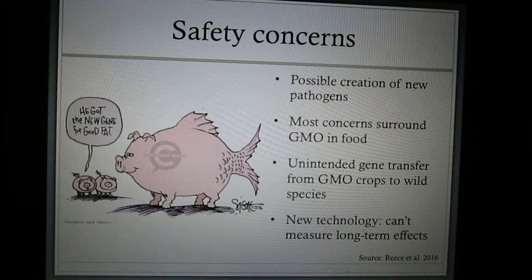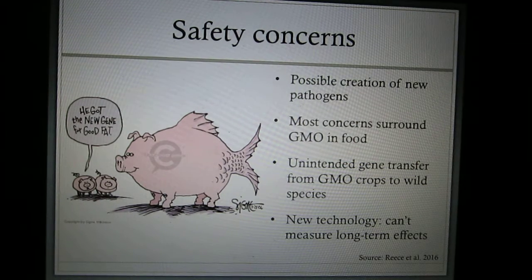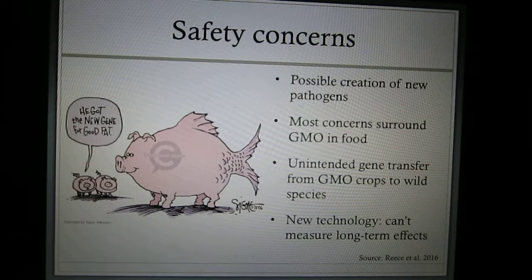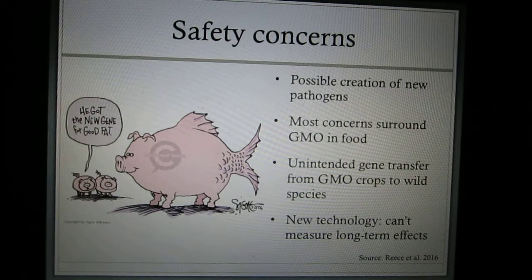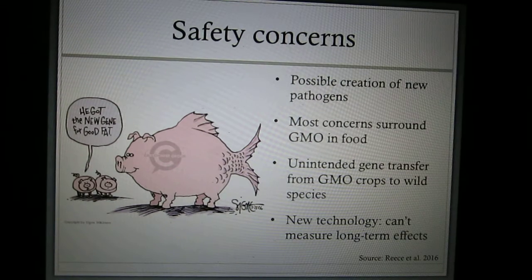And you can see here on the left, I've got a comic that I found, which has two small regular-sized pigs, and they say he got the new gene for good fat. However, you can also see how this pig has fins. So maybe the good fat they're talking about is omega-3s, which come from fish. So this pig now has omega-3s, but there are perhaps some unintended consequences.